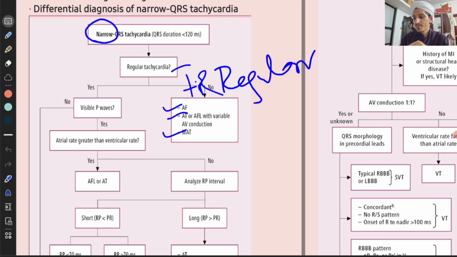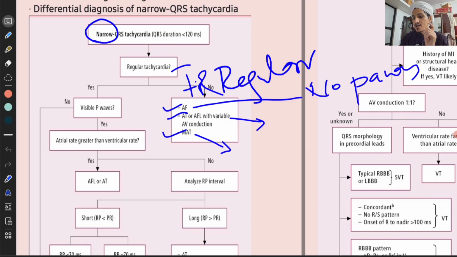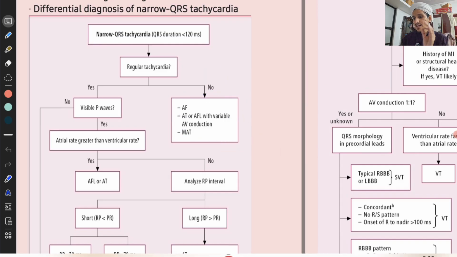In AF there will be no P waves. In AFL you will have flutter waves. In multifocal atrial tachycardia you will see different morphologies of P waves. Some will be like this, some will be like this. So that's how you differentiate irregular narrow complex tachycardia. So that is a good thing. You should be happy when you are seeing irregular narrow complex tachycardia, because they are not much harmful, and you can give adenosine. That is therapeutic also, and that is diagnostic also.